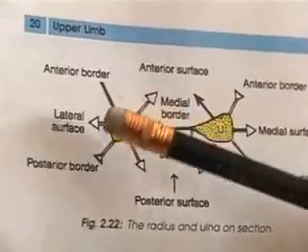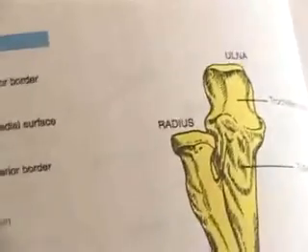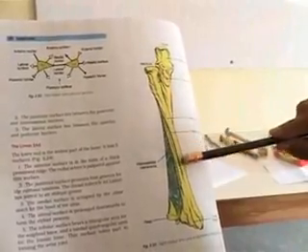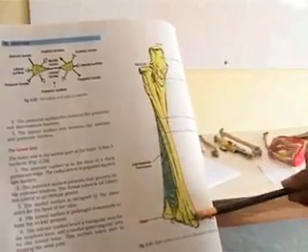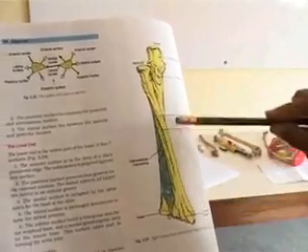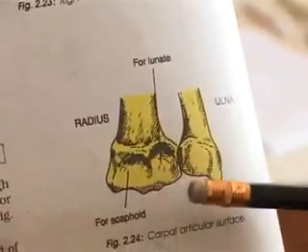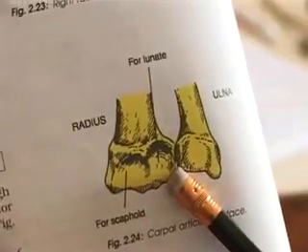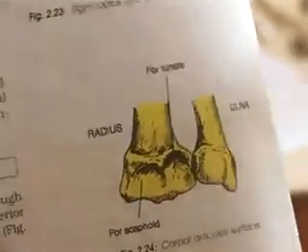The lateral surface of the radius is lateral and the medial surface, of course, of the ulna is medial. Here, during the act of pronation, the radius turns over the ulna. Ulna remains almost fixed and the radius turns over and carries the hand with it, and this is the movement of pronation. The lower end of radius articulates with the proximal row of carpal bones. The scaphoid is lateral and the lunate is medial, and ulna articulates with the triquetral bone.